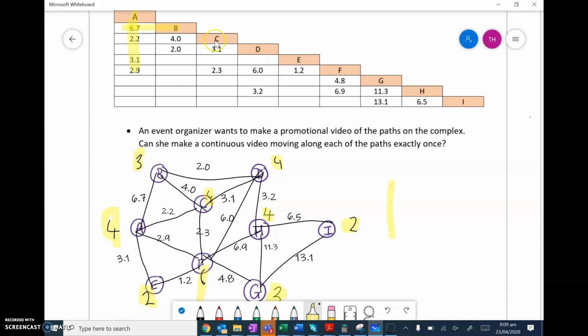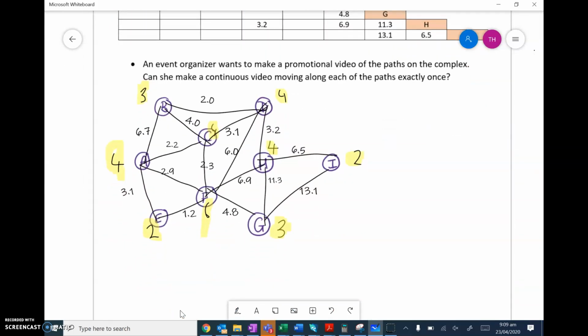Once I've got all my lines in, I can look at whether each letter is odd or even. Here A has 4 lines coming off it. That means I put a 4 there, that is an even node. Here I have 3 lines coming off it, so it's odd. And then to find out whether they can go along each path exactly once, I need to look at how many odds or evens there are.